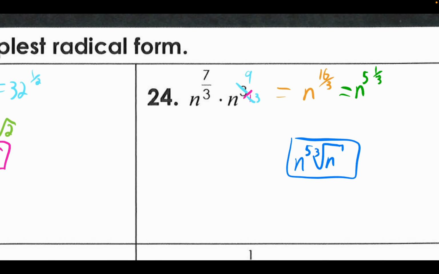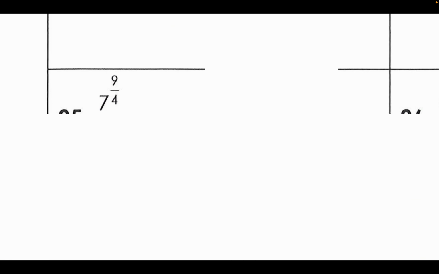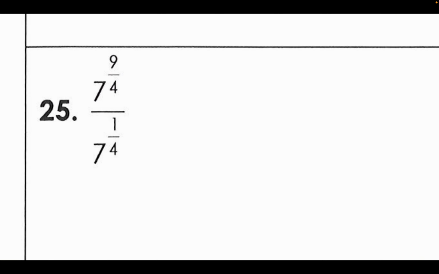On to number 25. We have a 7 on the top, 7 on the bottom, so the same base dividing, it means we subtract the exponents. Thankfully, common denominators again, otherwise we'd have to work to get common denominators. So 9 minus 1 gives us 7 to the power of 8/4. That reduces very well to give us 7 to the power of 2, giving us one of our easiest answers today, which is just 49. No need for a radical here.